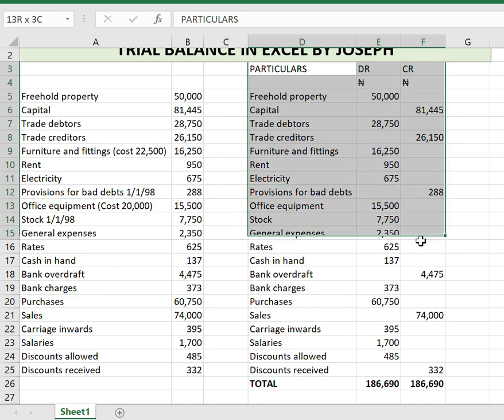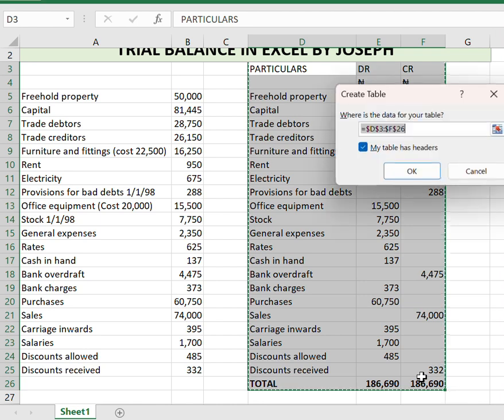I want to put it in a tabular form. So Control T.